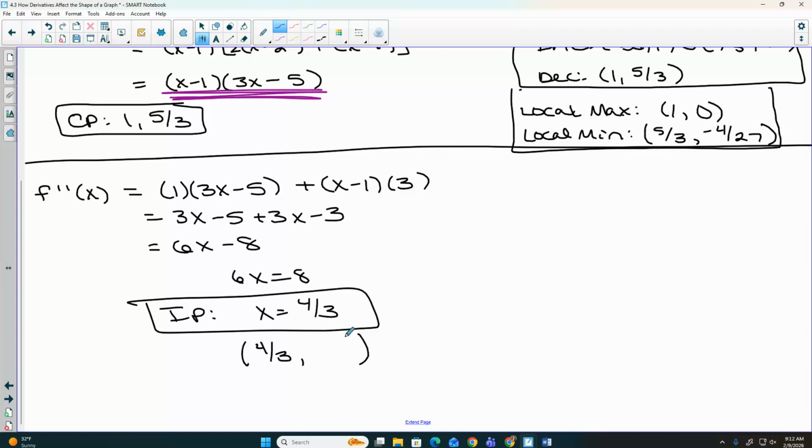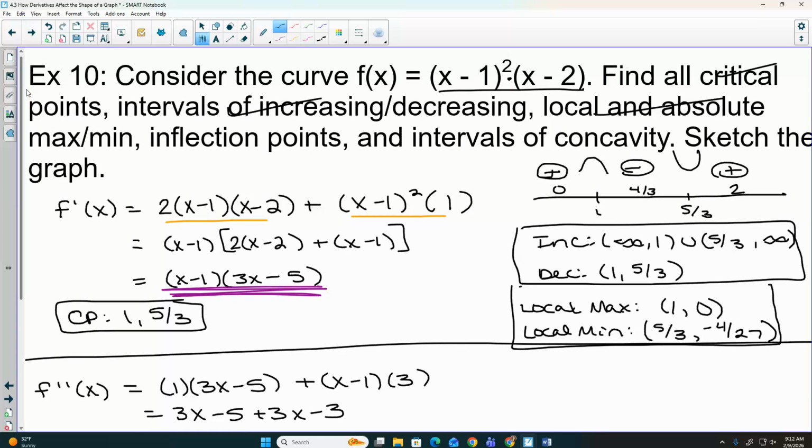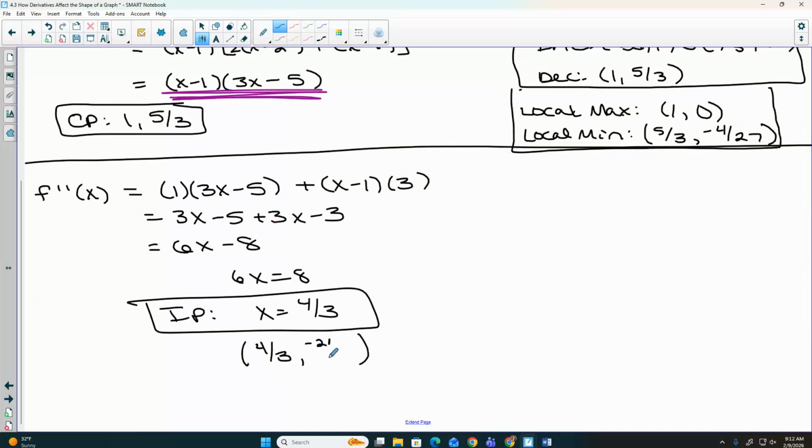So if you plug 4/3 back into the original, -2/27. Do you guys know how I'm getting those? All right. Now, what do we find?